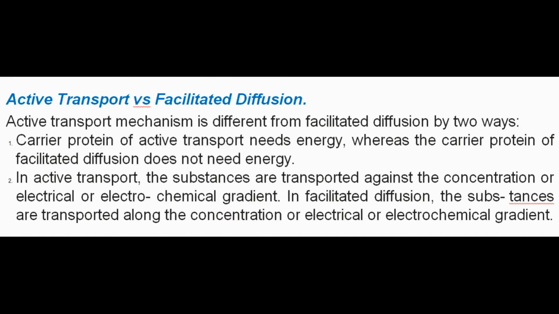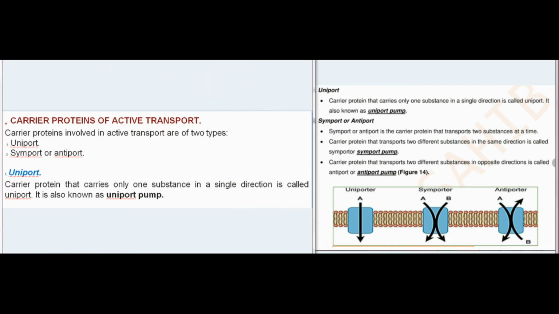Active transport vs. facilitated diffusion. Active transport mechanism is different from facilitated diffusion in two ways. Carrier protein of active transport needs energy, whereas the carrier protein of facilitated diffusion does not need energy. In active transport, the substances are transported against the concentration or electrical or electrochemical gradient. In facilitated diffusion, the substances are transported along the concentration or electrical or electrochemical gradient.